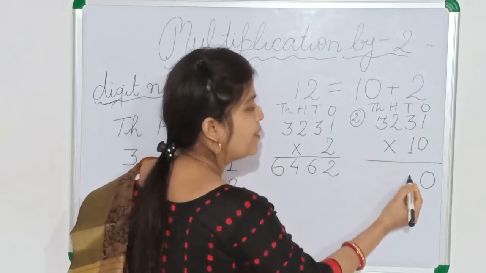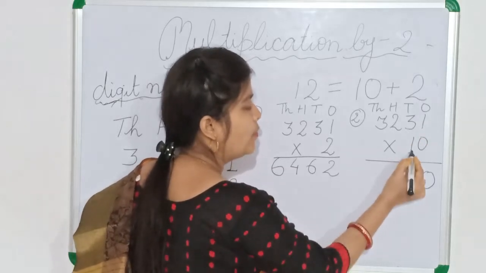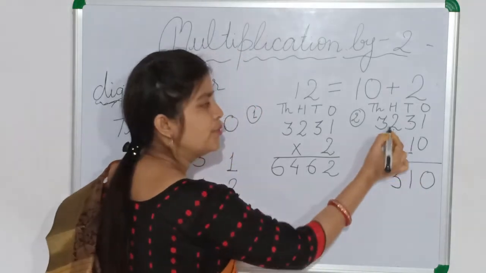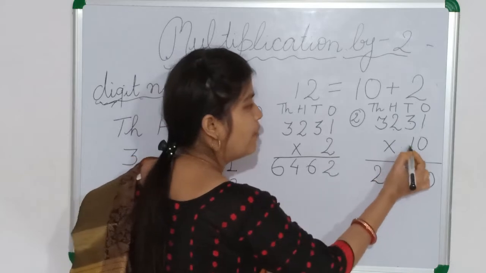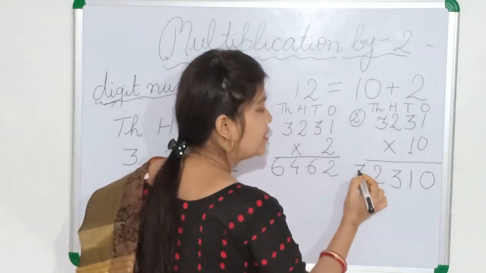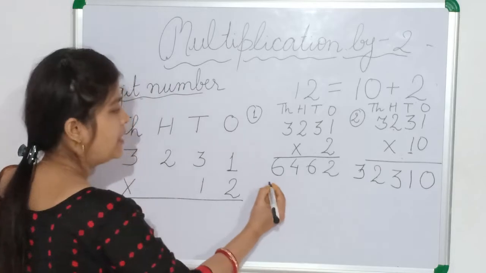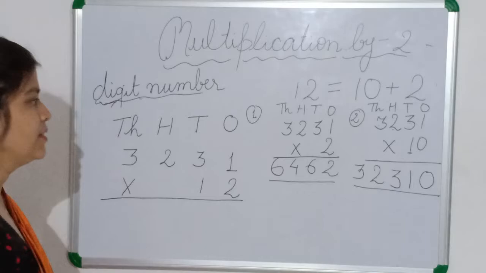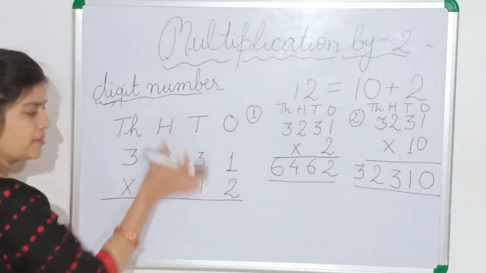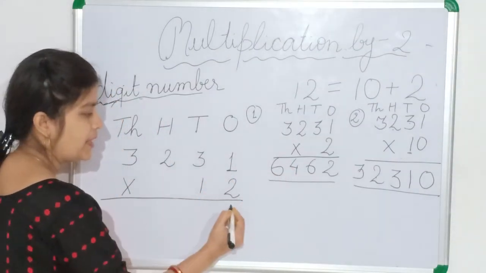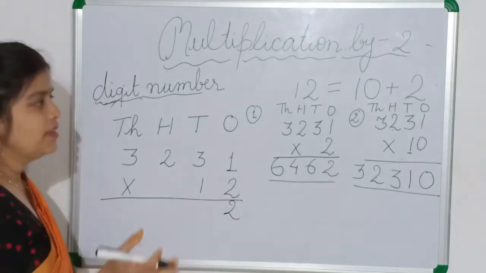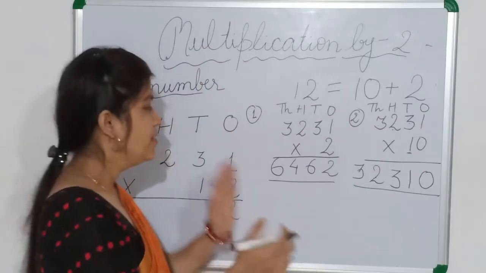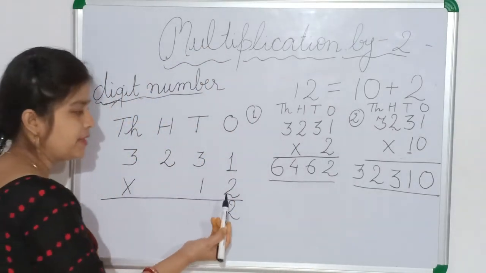1 into 1, that will be 1. 1 into 3, that will be 3. 1 into 2, that will be 2. And 1 into 3, that will be 3. You can see I have found two products here. Both the products I will add here. So this simply I can write here also. 2 ones are 2, that only I am writing. You can see, every time you will not do it separately, only for explaining I have shown you here. So simply how you will multiply together only like this.